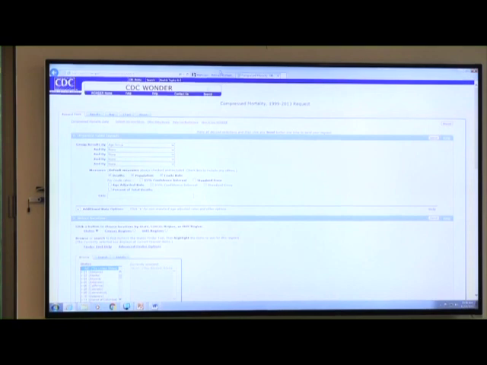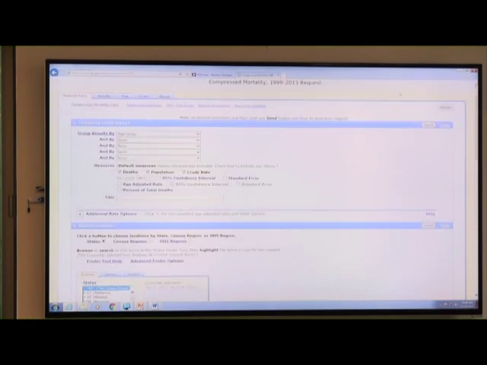Is there a way to make the screen bigger? Yeah. Let's see. Settings. Is that better? Yeah, it's hard to see.